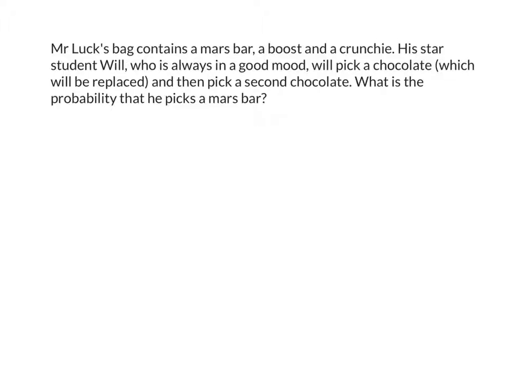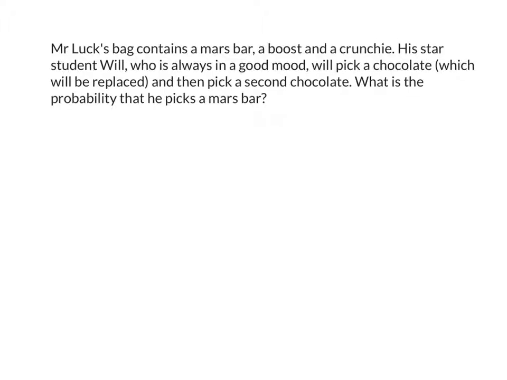So this is a multi-stage event. The two stages are the first chocolate that's picked and the second chocolate that is picked. So this is not an obvious question. What is the probability that he picks a Mars bar? It's not obvious just from the information. But what we're going to do is list all of the possible outcomes, and then this question will be easier. So to list all of the possible outcomes, this time we're going to use a tree diagram.